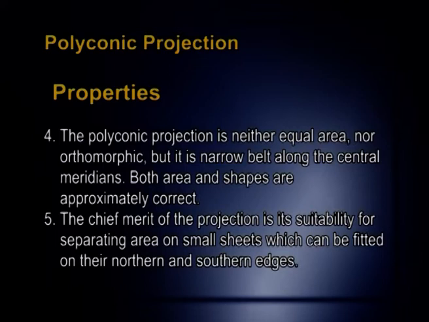Number 5. The chief merit of the projection is its suitability for separating areas on small sheets which can be fitted on their northern and southern edges. Uses. It is suitable for large areas with a large latitudinal and limited longitudinal extent. It is most suitable for maps of Chile, the Andes and the Rockies. It has also been used for the topographical survey sheets in the United States of America.